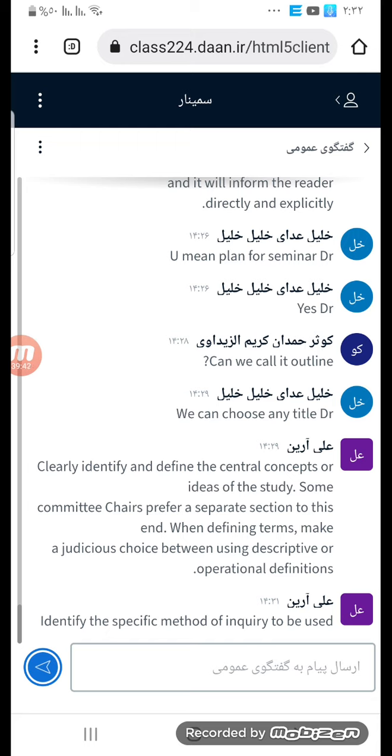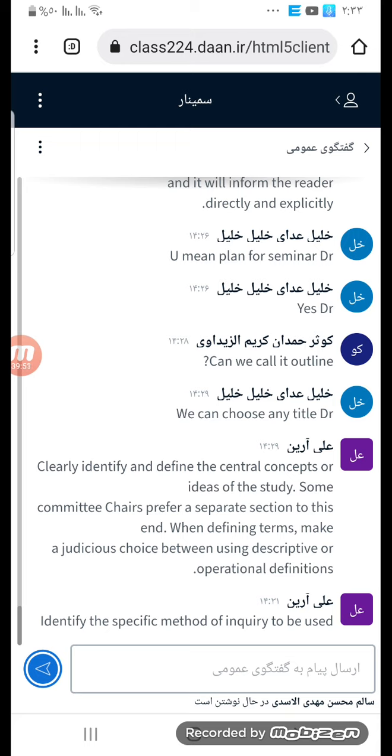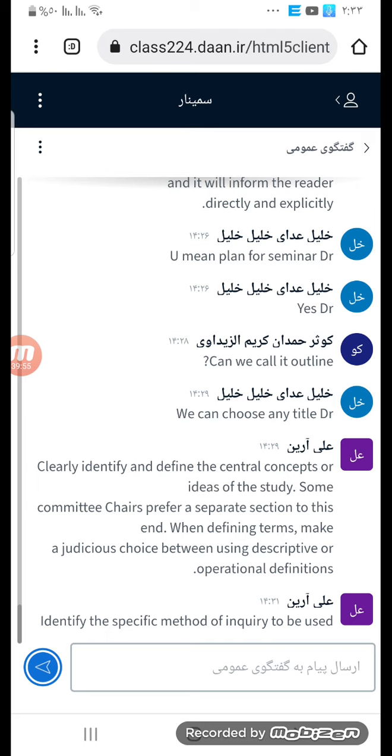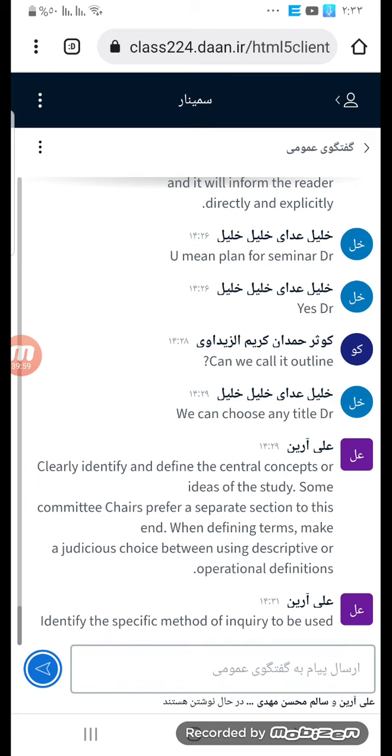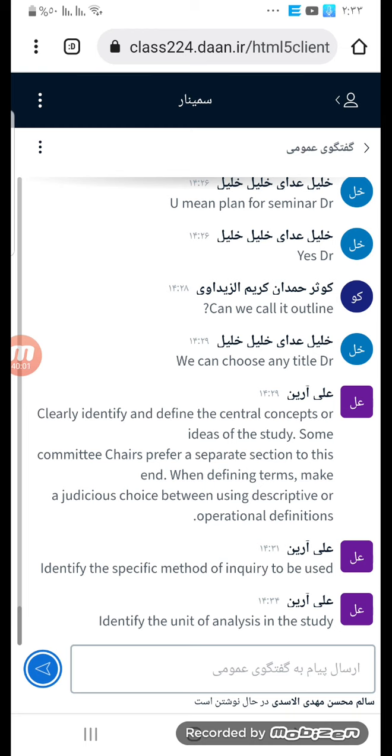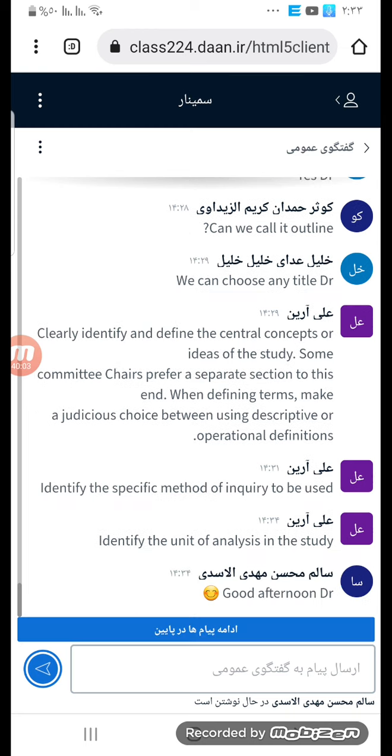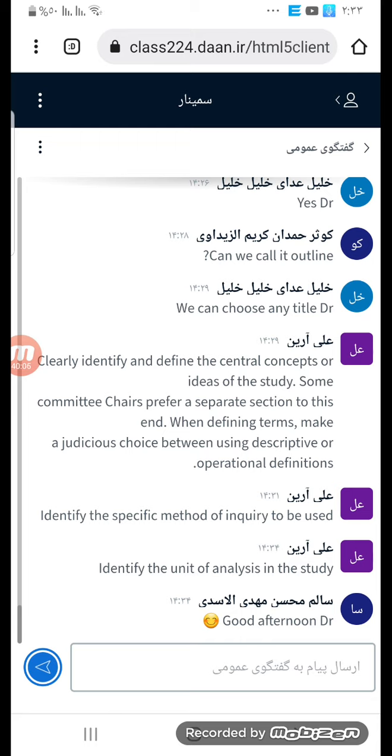And the last key point is to identify the unit of analysis in the study. It means in what way you are going to analyze your study.